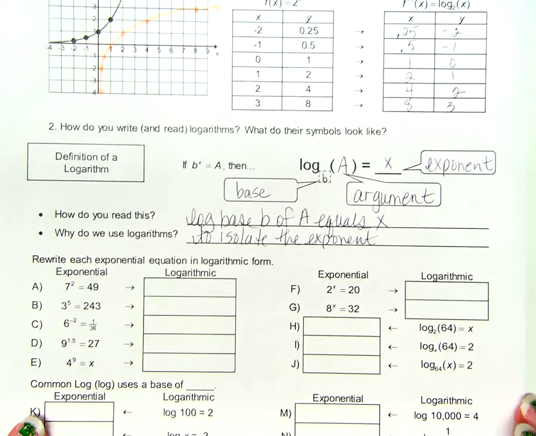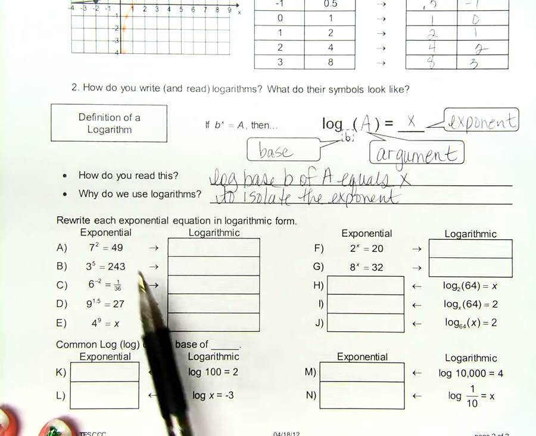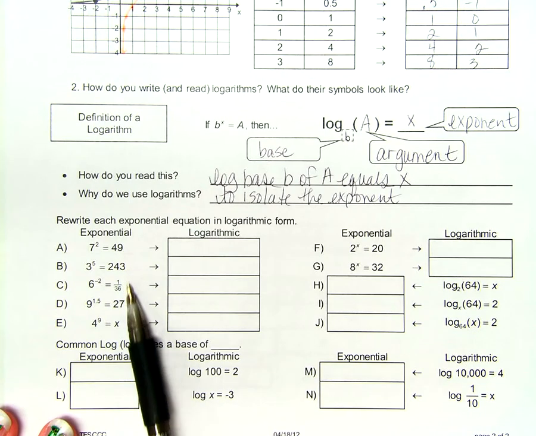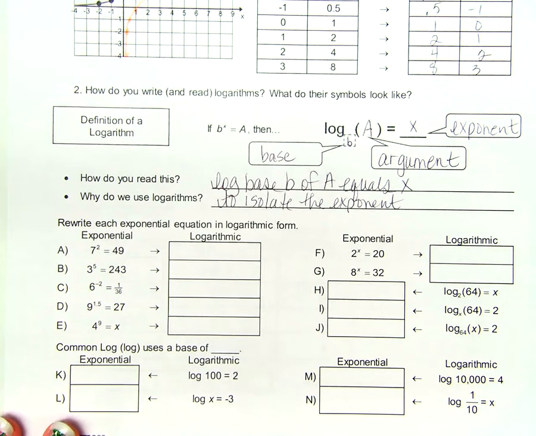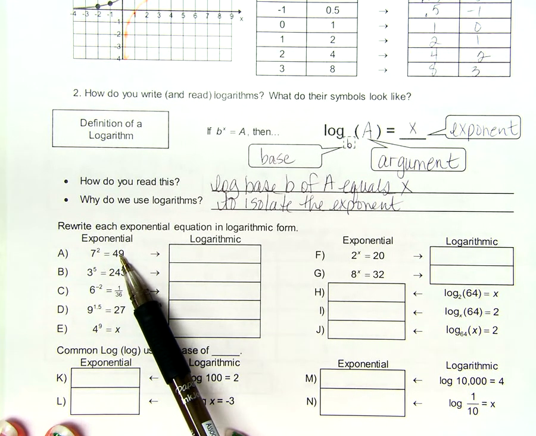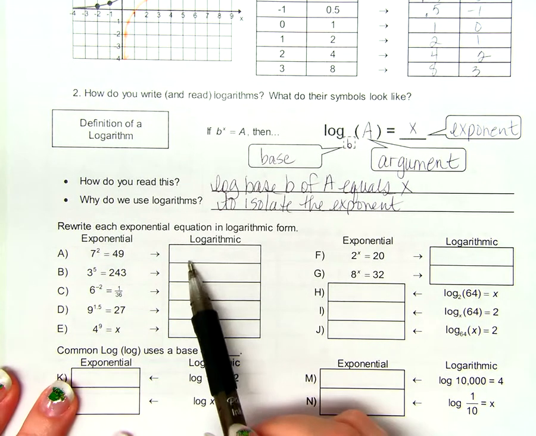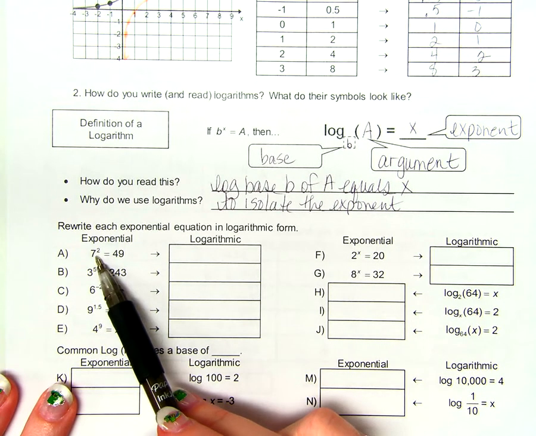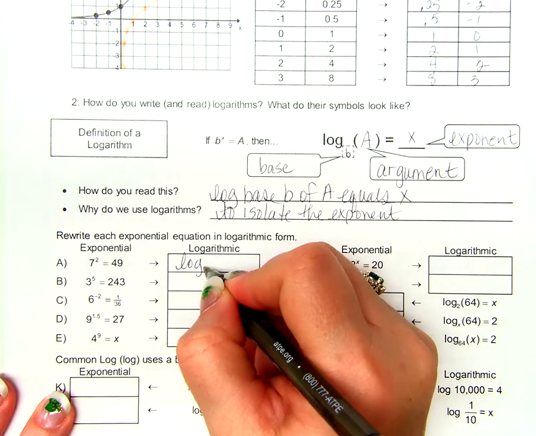A lot of times what we say is if the variable is in the exponent, you have to use logarithms to solve for it. So let's rewrite these exponential forms into logarithmic forms. First of all, is 7 squared equal 49? Yes, so I know I'm writing something that's already true. I just need to write it in logarithmic form. Well, the base is the base of the log, so log base 7.